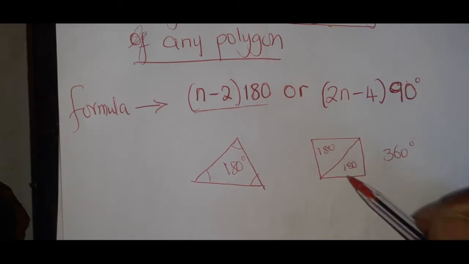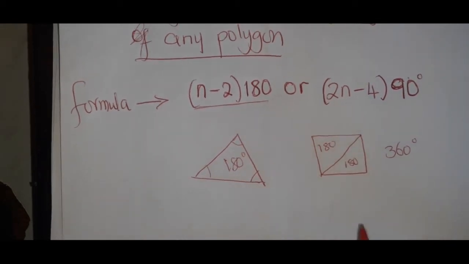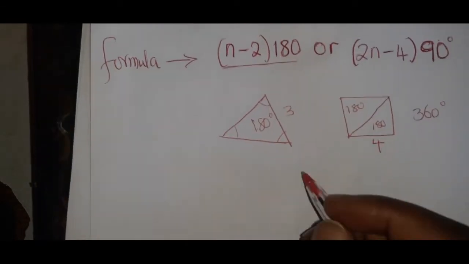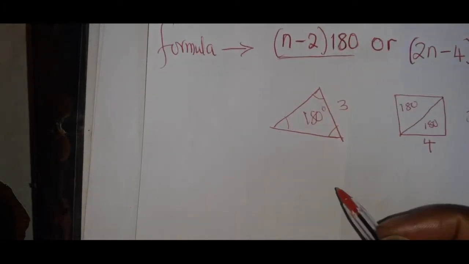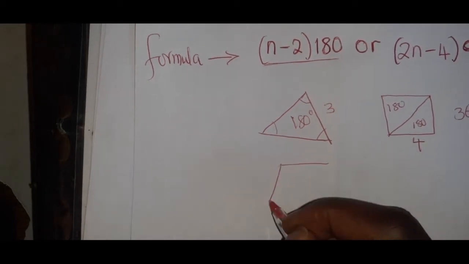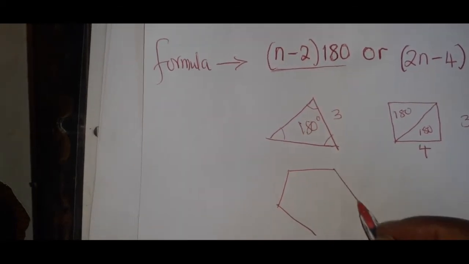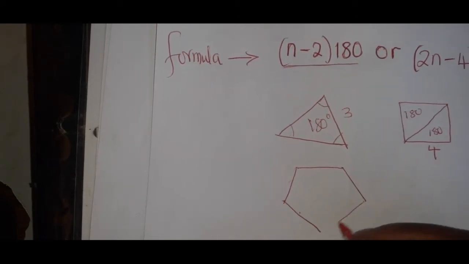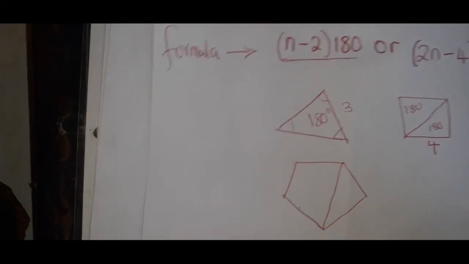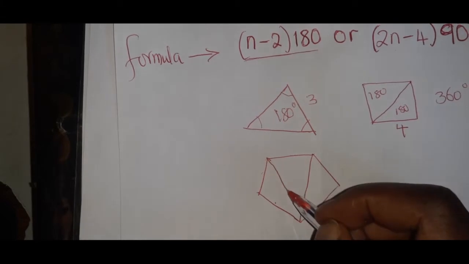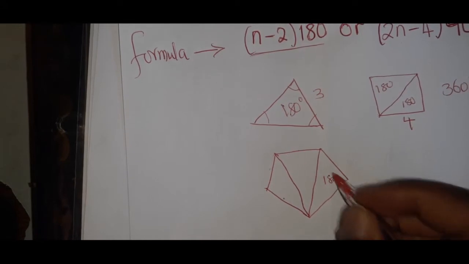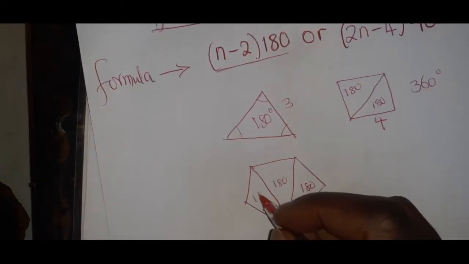Where is it coming from? Because it is producing two triangles. How many sides? This one, 3 sides. This one, 4 sides. I'm just trying to help you to understand where the formula is coming from. So we look at the other one, which is a 5-sided polygon. This is 1, 2, 3, 4, 5. Let's see how many triangles we can produce here. One can be like this. The other one can be like this one. So how many triangles are we having here? We have 180, 180, 180.